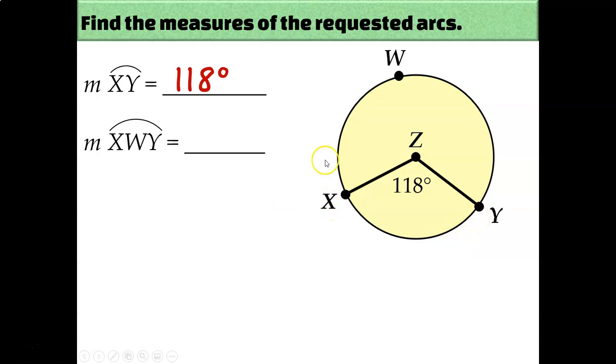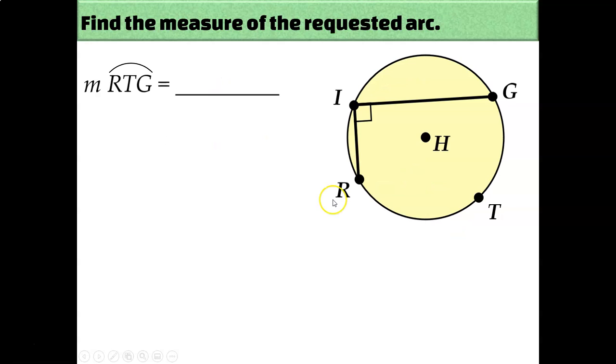And if I need to calculate the measure of XWY, this big arc, well, I can just subtract 118 from 360 and find out that that's 242. So there was no doubling or cutting in half for these because there were no inscribed angles. Instead, we had a central angle. So just remember that central angles are equal to their arcs, whereas inscribed angles are equal to half of the arc.